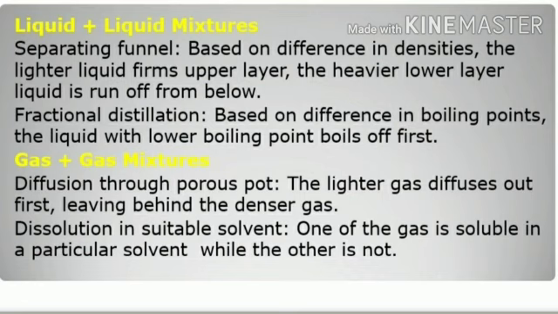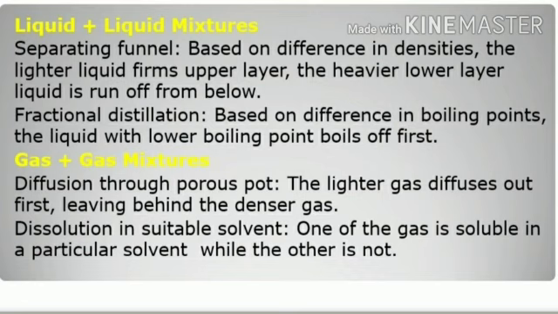Now coming to the gas-gas mixture. The techniques used are diffusion through a porous pot, dissolution in a suitable solvent, preferential liquefaction, and finally fractional evaporation of the liquefied mixture. Now, the first technique is used when the lighter gas diffuses out first, leaving behind the denser gas. For example, hydrogen plus carbon dioxide. Hydrogen is lighter. Now, if one of the gases is soluble in a particular solvent while the other is not, then the dissolution in a suitable solvent technique is employed.